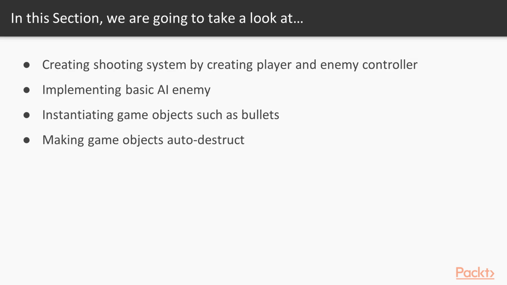In this section, we will first create a shooting system by creating player and enemy controller. Then implement a basic AI enemy. Instantiate game objects such as bullets. And finally, make game objects auto-destruct.